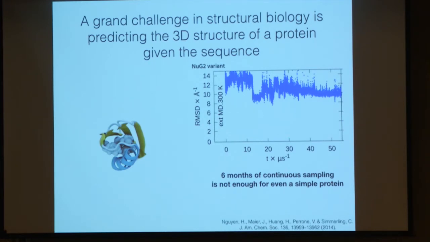So these are simulations that took about 6 months, and you see that you get nowhere near this 2 angstrom value. So we need strategies that are able to scale up better. And so this is the grand challenge that we face in protein folding in order to get at what the structures of proteins look like.